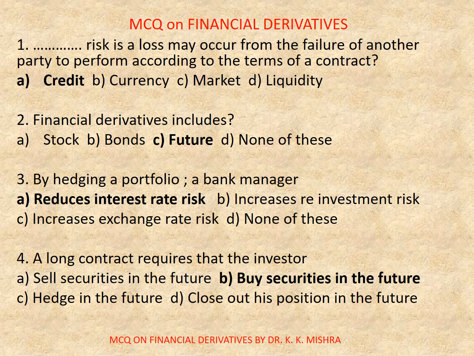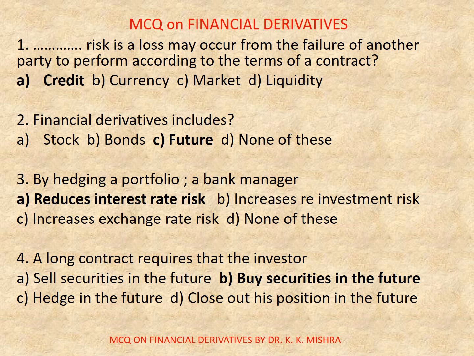Now question number 2. Financial derivatives include. Options are A. Stock, B. Bonds, C. Future, D. None of these. Correct option is C. Future.